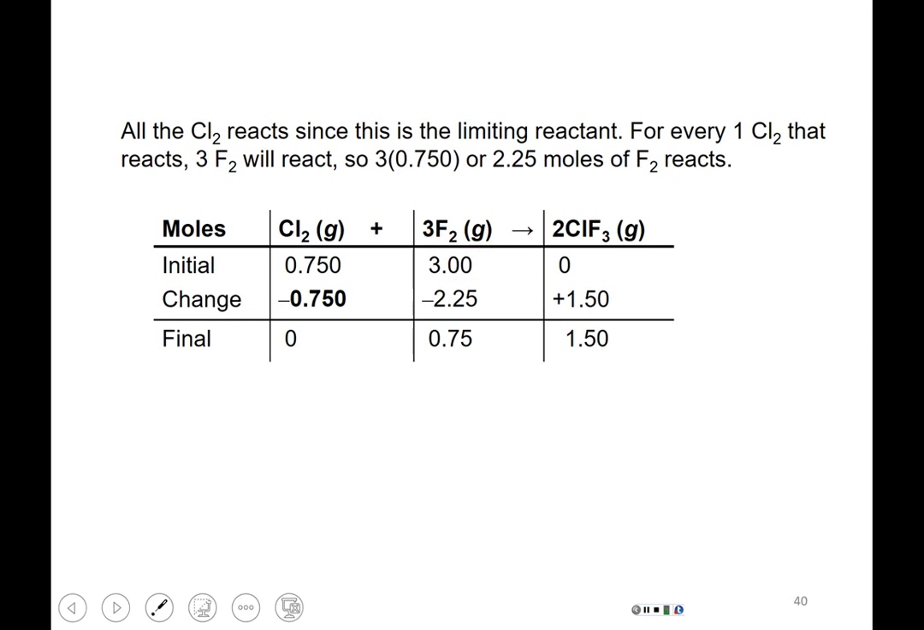F2, we had 3 moles to start with, right? The change, it's going to occur, it's going to lose 2.25 moles. And again, you find that by multiplying this number by the ratio of the chemical equation, in the chemical equation, right? So when we subtract 2.25 from the initial value 3, what we get is 0.75. That's how many moles excess are going to be there of F2. And then the number of moles of ClF3 that are produced is 1.5.